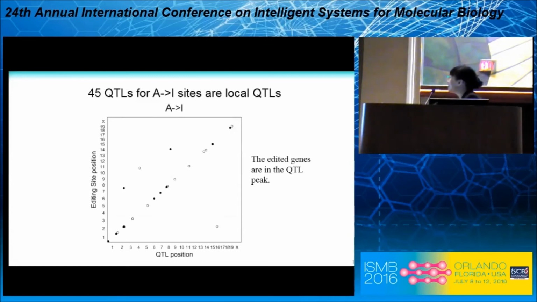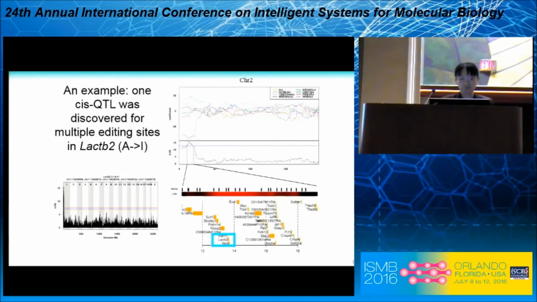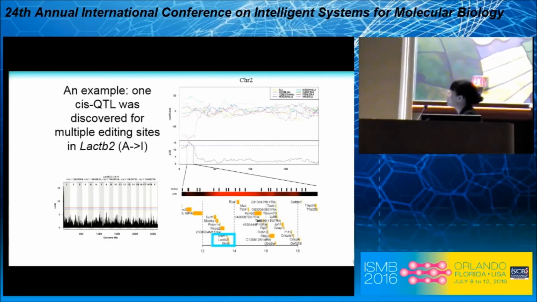Most of the QTLs are local QTLs. Here shows where the QTL is localized, and here shows where the editing site is localized, and they are all local QTLs. The interesting thing is that the edited gene itself is in the peak region. And here is an example. The multiple sites are in the B2 gene, and they all map to chromosome 1. And here shows the enlarged region of chromosome 1.